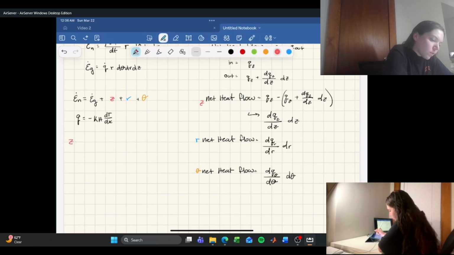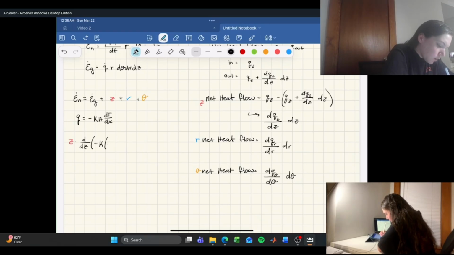So in the z direction, that's going to look like d over dz times the negative thermal conductivity times the area. For this one, the area is going to be the radius times d theta times dr, and then we're going to still multiply it by dz.